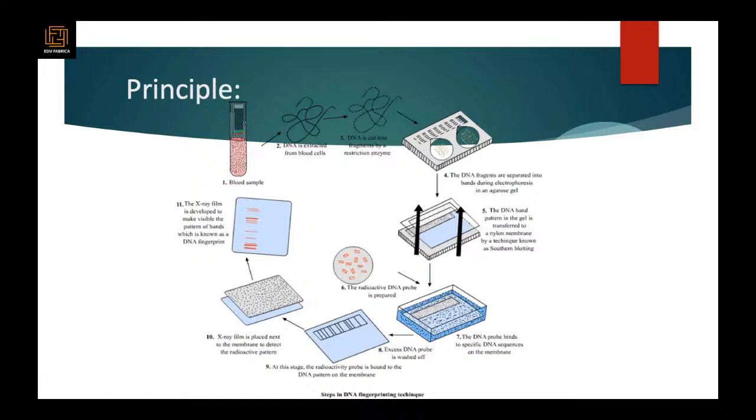So in this case, it's based on Southern blotting. You have a blood sample, then DNA is extracted, then DNA is cut into fragments by restriction enzymes, then we run them on the electrophoresis gel, then we transfer them onto the nylon membrane like Southern blotting. Then a radioactive DNA probe is prepared, then it binds to the membrane, then the excess DNA probe is washed off, then X-ray film is placed, then you have your bands on it.